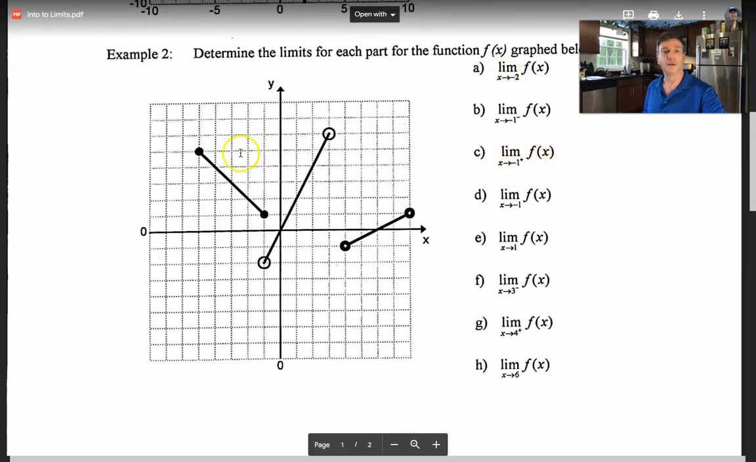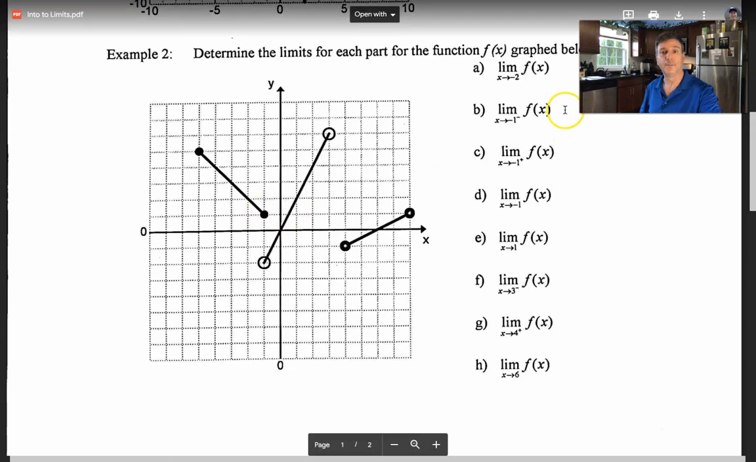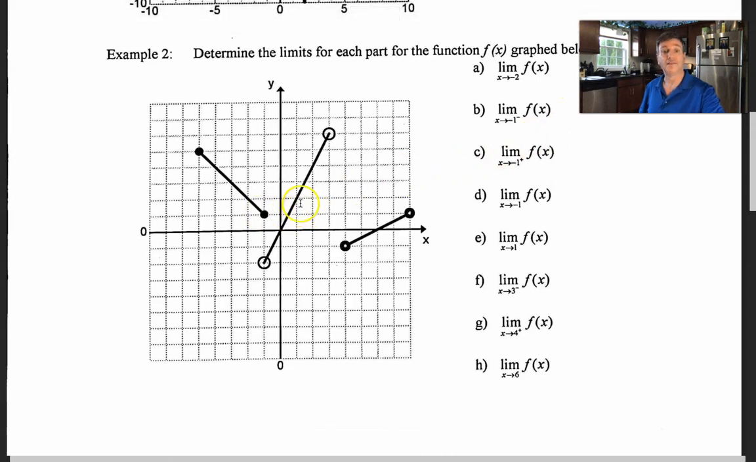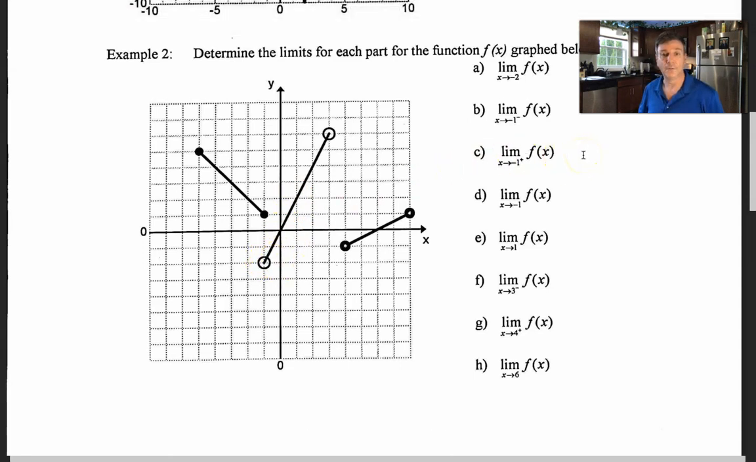So as we approach -2, so here's -2, from the left and from the right have to agree. They're both going to the same place. They're both going to 2. So the answer to example 2, part A, is 2. Part B, as we approach -1 from the left, we're going towards 1. So the answer to part B here is 1. Part C, as we approach -1 from the right, we're no longer going to 1. We're going all the way down here to -2.